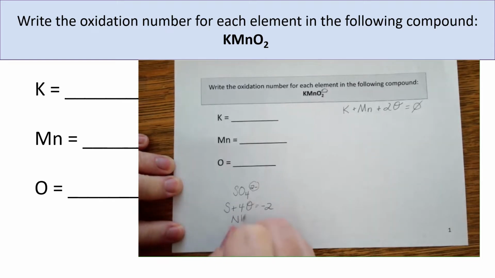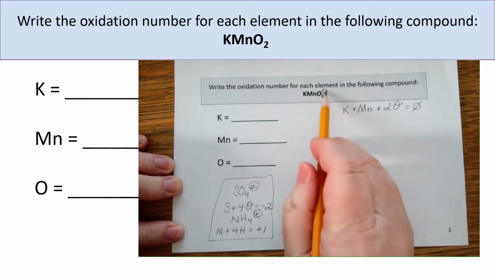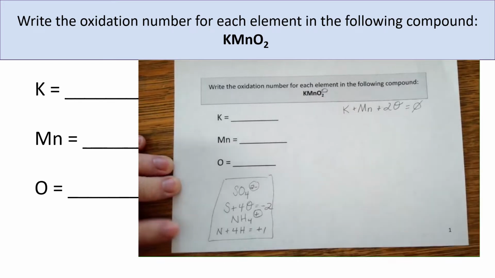What about this one? NH4 plus. Well, see this? So that would be 1 N plus 4 H's equals +1. Since there was no number, it's +1. Okay, so that's just what to do if there is a charge. But you see, no charge, so I set it equal to 0.